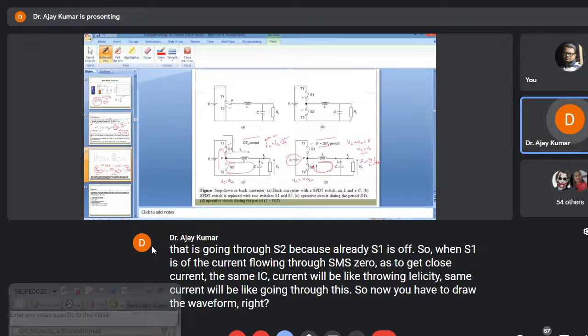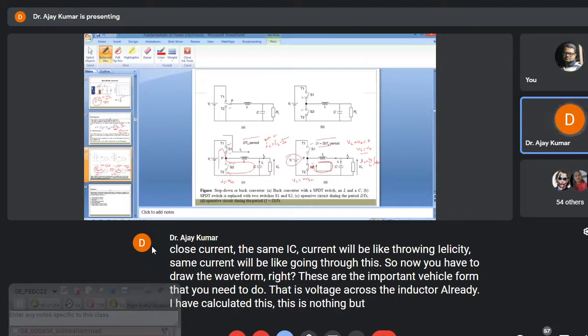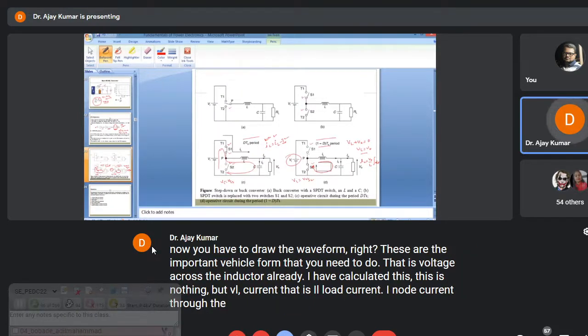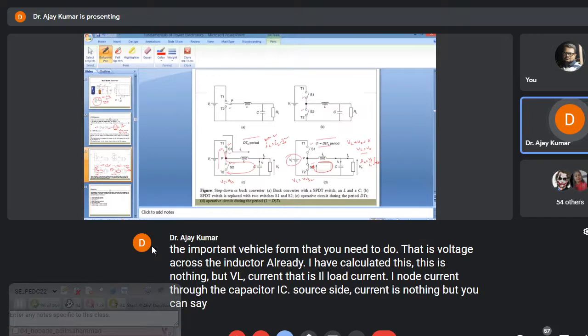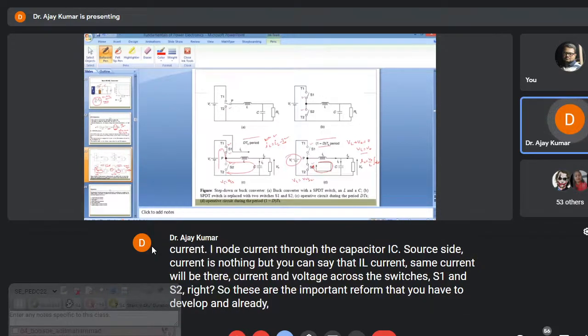These are the important waveforms that you need to draw: the voltage across the inductor, which I have already calculated, this is nothing but VL; the current IL; the load current I naught; the current through the capacitor IC; the source side current, which is nothing but the same IL current; and the current and voltage across the switches S1 and S2, right? So these are the important waveforms that you have to develop, and you have already calculated the value of IL.